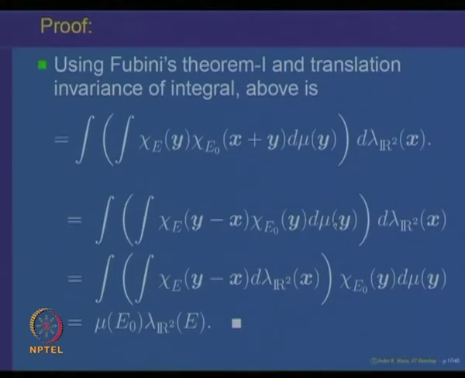And now, once again we apply Fubini's theorem and go back. So, mu goes out and lambda R 2 comes inside. So, that is the indicator function of E at y minus x, d lambda R 2 of x, but that is the same as the Lebesgue measure of the set E, and this is mu of E naught. So, that is equal to this. So, twice an application of Fubini's theorem for non-negative functions, and the earlier property gives us the required fact, namely that the Lebesgue measure is the unique translation invariant measure.